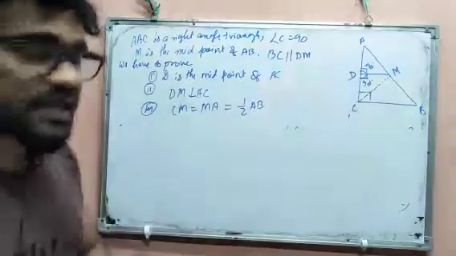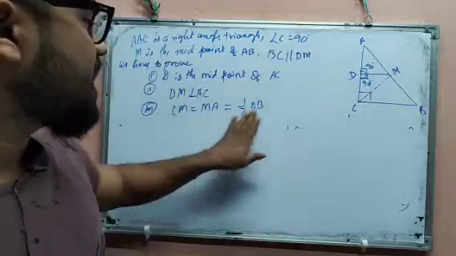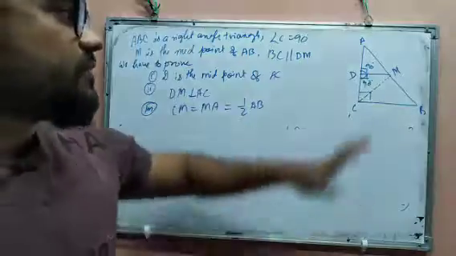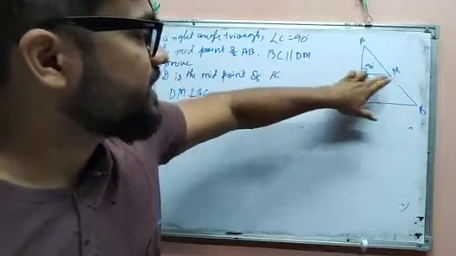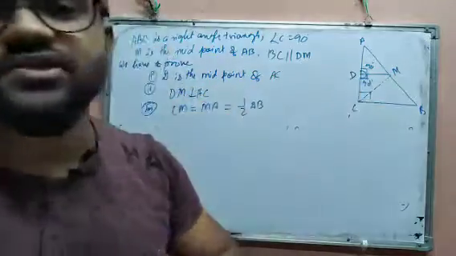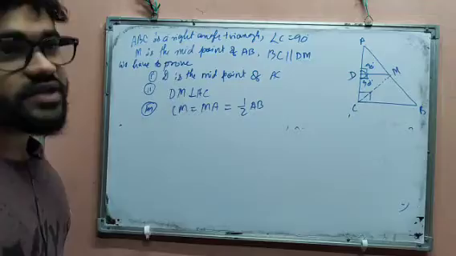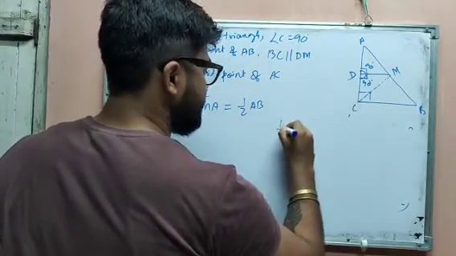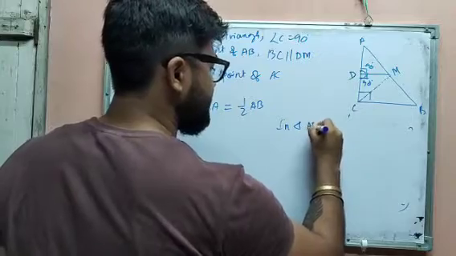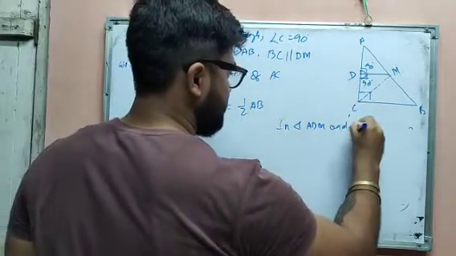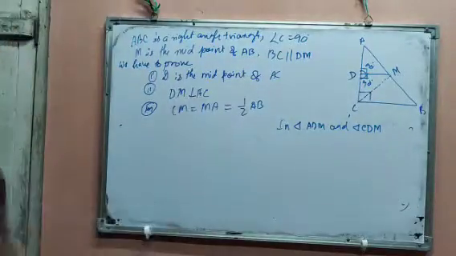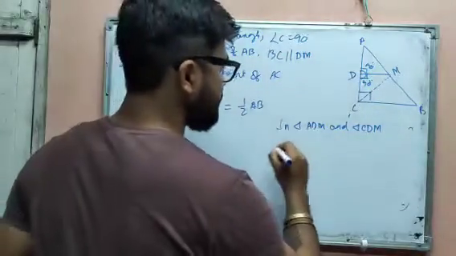Now we are asked to prove the last one: CM equals MA equals half of AB. So that means CM and MA. To prove that, we have to prove that these two triangles, ADM and CDM, are congruent. So first thing we have to prove what? In triangle ADM and triangle CDM, what can you say?